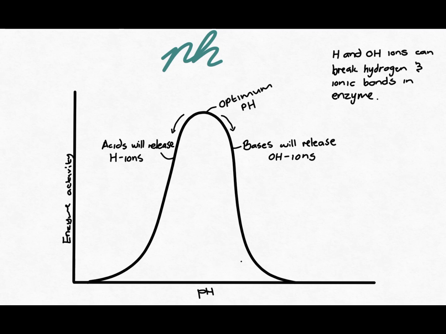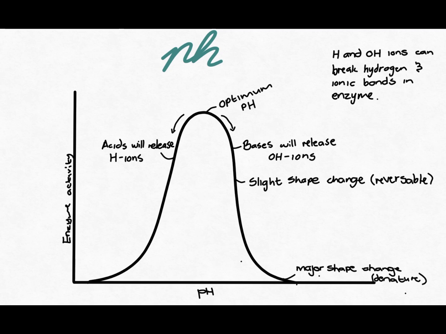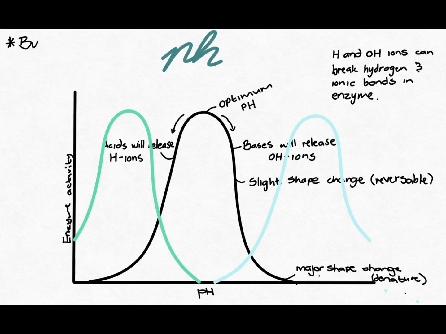But if the pH differs majorly, then more of these hydrogen and hydroxide ions will break more bonds, the shape of the active site will change completely and the enzyme will denature. This is an irreversible reaction. Depending on the enzyme, there are different optimum pH values and different enzyme activity across pH graphs. For example, pepsin in the stomach has a very acidic optimum pH, whereas protease in the small intestine has a much higher, more alkaline optimum pH.